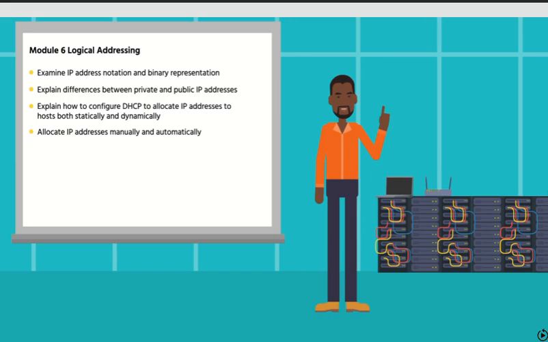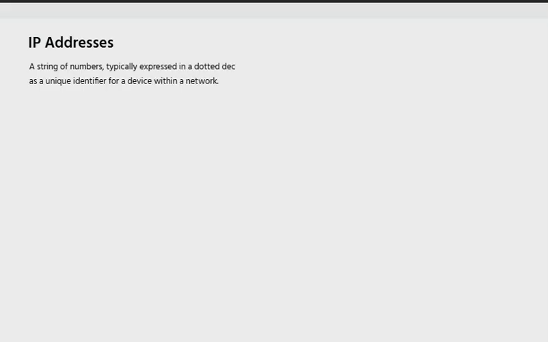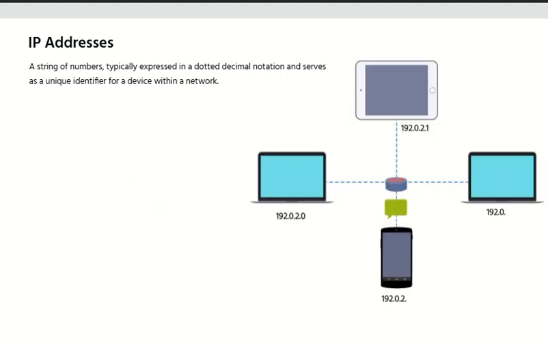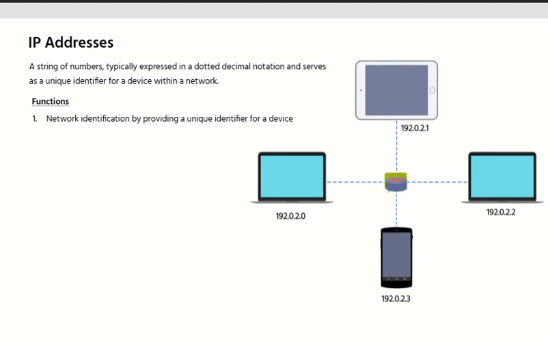Click Next to continue. An IP address is a string of numbers, typically expressed in a dotted decimal notation, and serves two primary functions. The first function is network identification. An IP address provides a unique identifier for a device within a network. This helps distinguish one device from another, allowing data packets to be accurately addressed and delivered to the intended recipient.